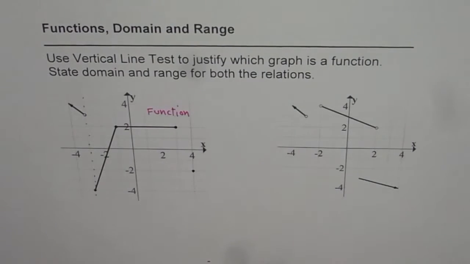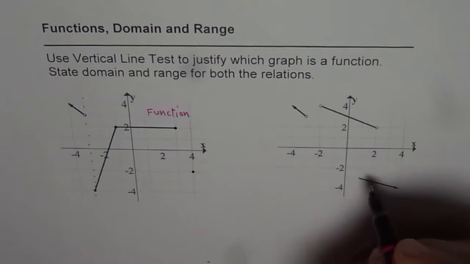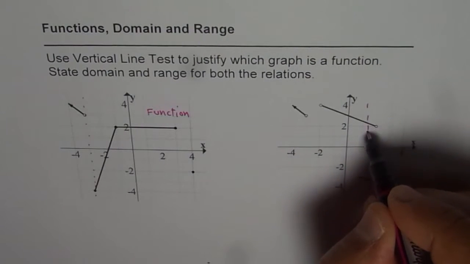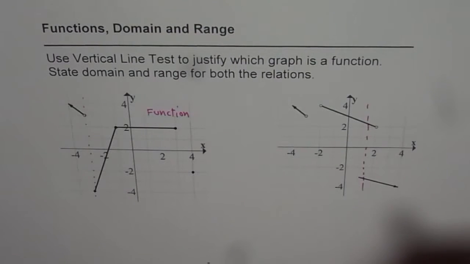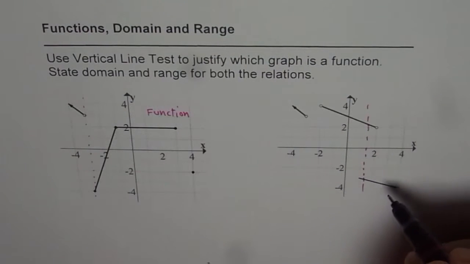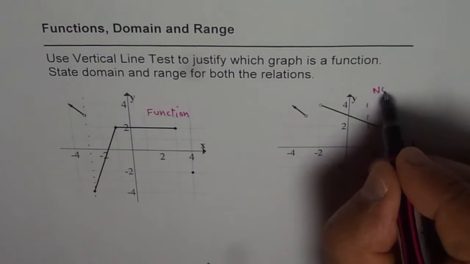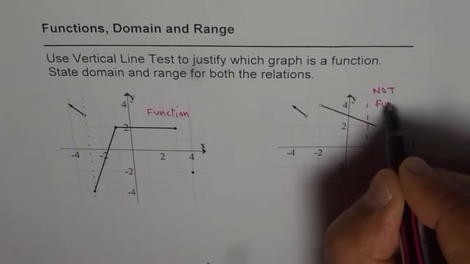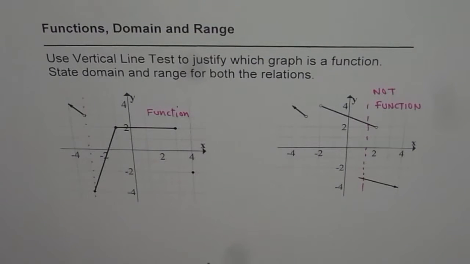Now let's check the other half. The next question. Now here if I draw any vertical line, it will pass. But how about this place? If I draw a vertical line somewhere here, as you can see, it passes through 2 points. And any vertical line, if it passes through 2 points, then it is not a function, right? So this one is not a function. So that is how we can check with the help of vertical line whether the given graph is a function or not.